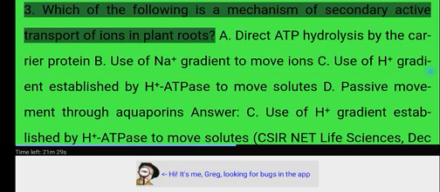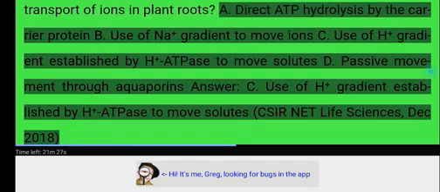3. Which of the following is a mechanism of secondary active transport of ions in plant roots? A, direct ATP hydrolysis by the carrier protein; B, use of Na+ gradient to move ions; C, use of H+ gradient established by H+-ATPase to move solutes; D, passive movement through aquaporins. Answer: C, use of H+ gradient established by H+-ATPase to move solutes. CSIR NET Life Sciences, Dec 2018.